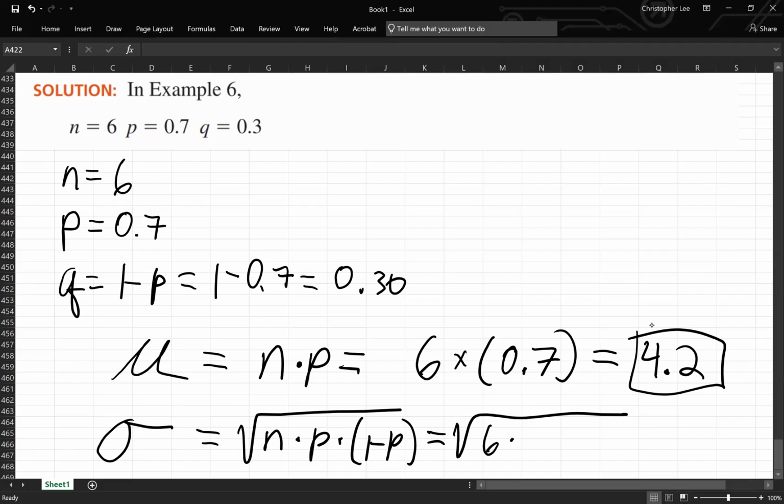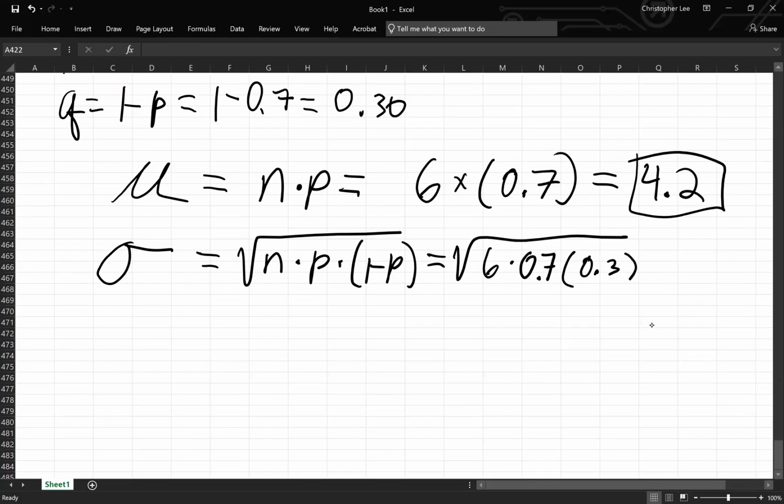So this becomes the square root of 6 times 0.7 times 0.30. Do a little bit of math on this. What do you get? 1.1224972. Let me see. I got the same thing. 1.12249, something like that.